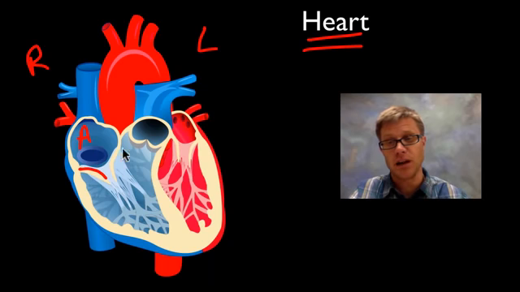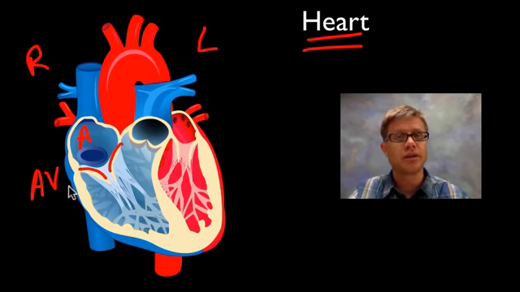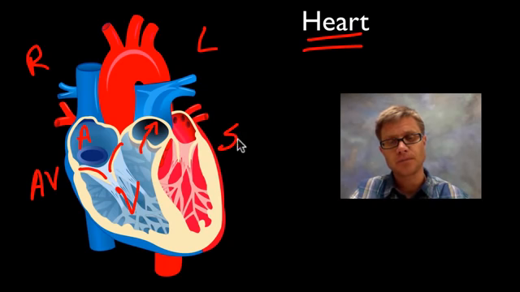It then goes through this valve here. This valve is called the AV valve. Sometimes we call it the tricuspid valve, but blood is going to now go from here into the ventricle. So it's going to go into your right ventricle. It's then going to move out through the semilunar valve. It's going to move into what's called the pulmonary artery. So this would be the pulmonary artery here.